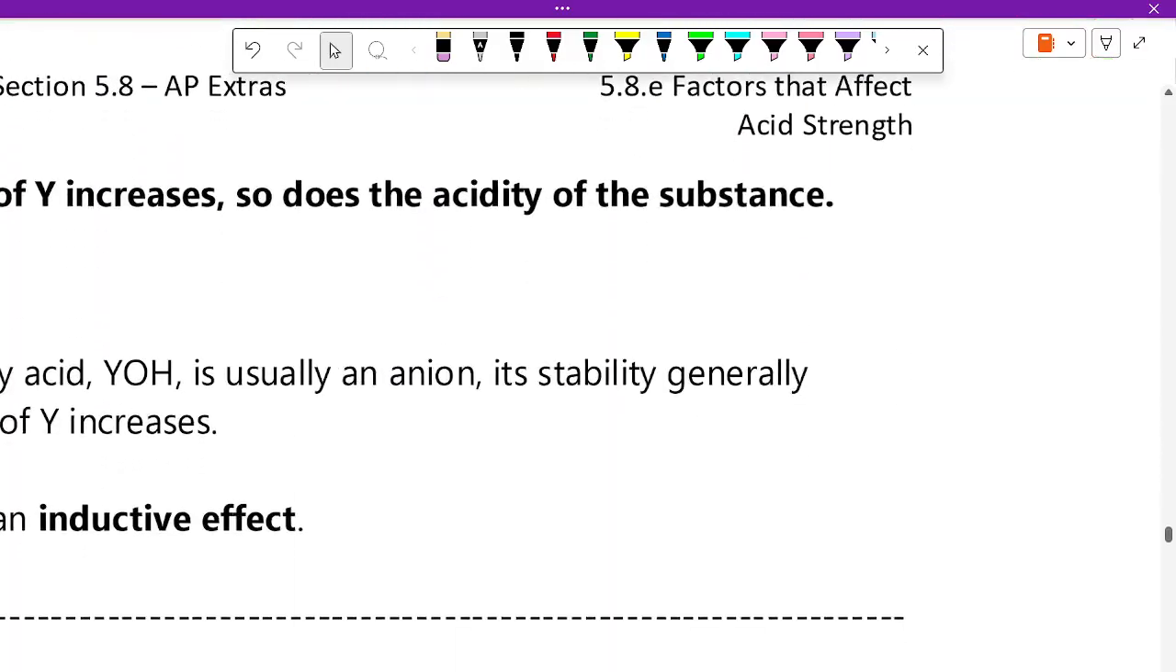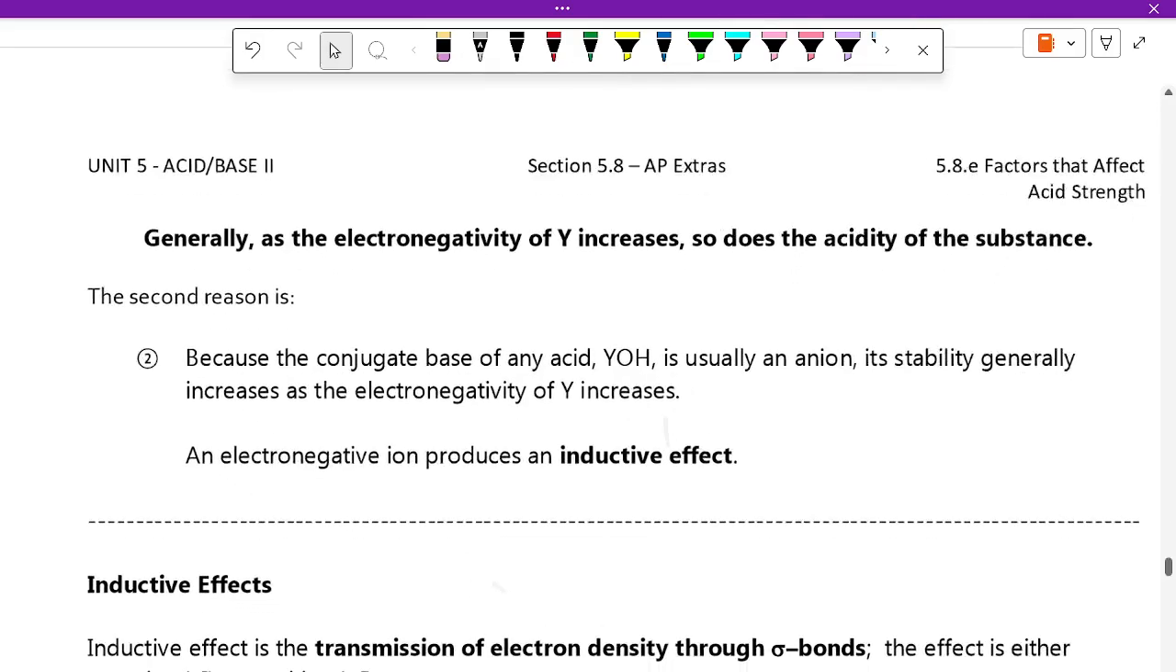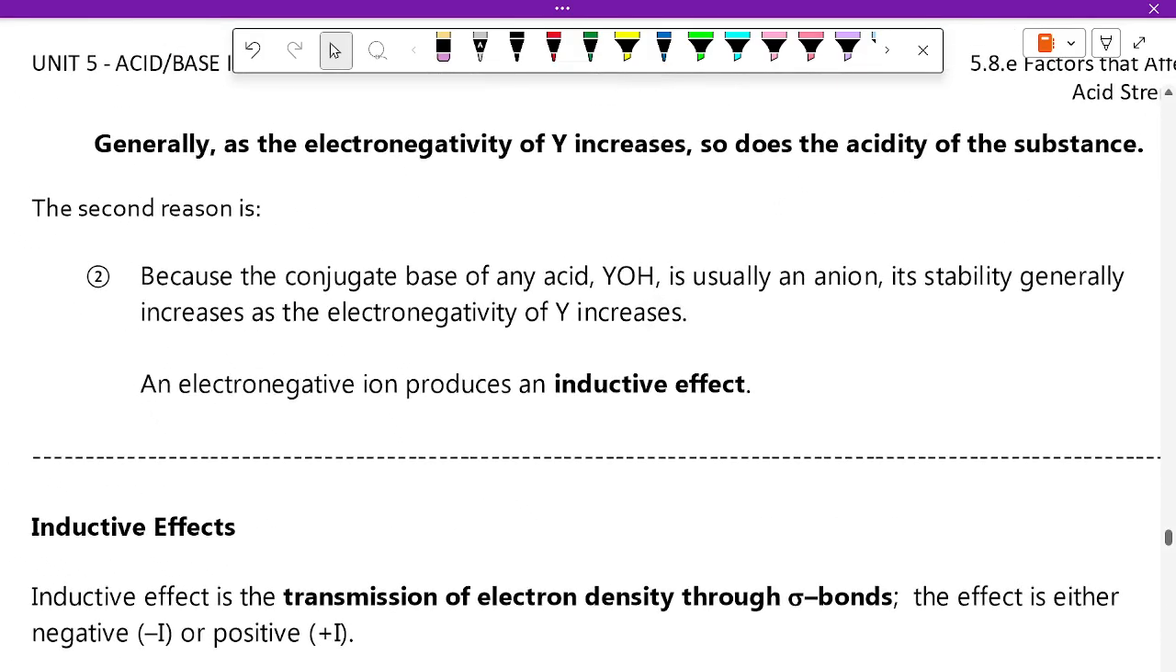Generally, as the electronegativity of Y increases, so does the acidity of the substance. The second reason is because the conjugate base of any acid, YOH, is usually an anion. Its stability generally increases as the electronegativity of Y increases. An electronegative ion produces an inductive effect.